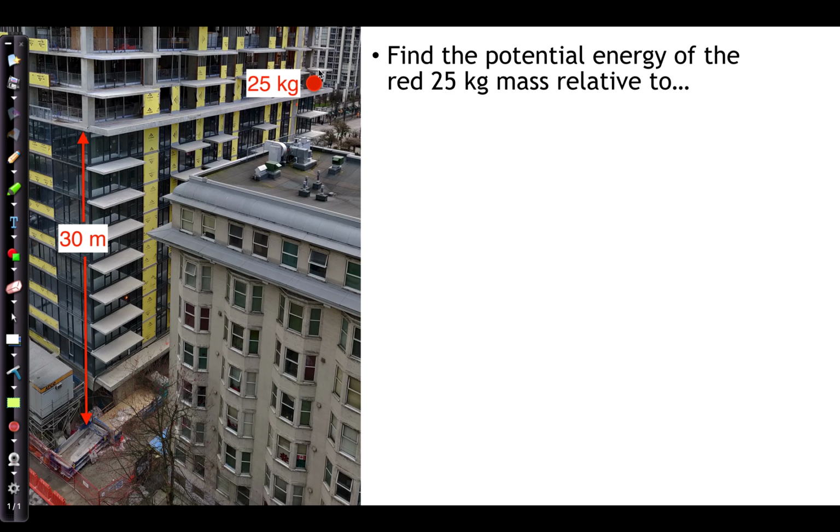In this picture, we have this 25 kilogram object teetering precariously on, I think it's the 10th floor. And I'm going to ask you to find the potential energy of that object relative to a number of different heights, different h equals 0s. All right, so let's see here.